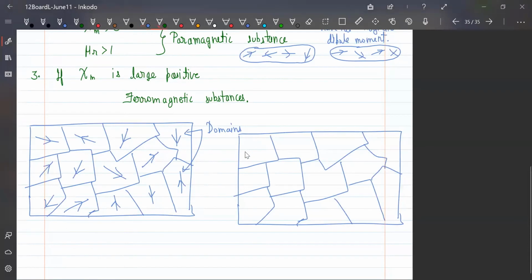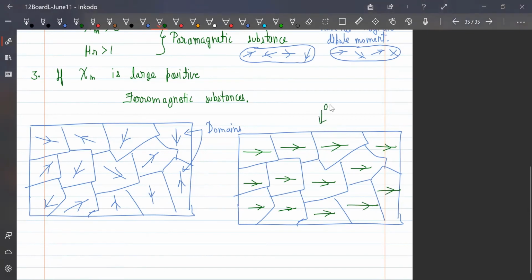So when we apply an external magnetic field, the domains, there is a very big theory of domains, how it happens, full mathematics, statistical mechanics, but not required at your standard. So when we apply an external magnetic field, the individual magnetic fields of the domains all align, on application of external magnetic field.